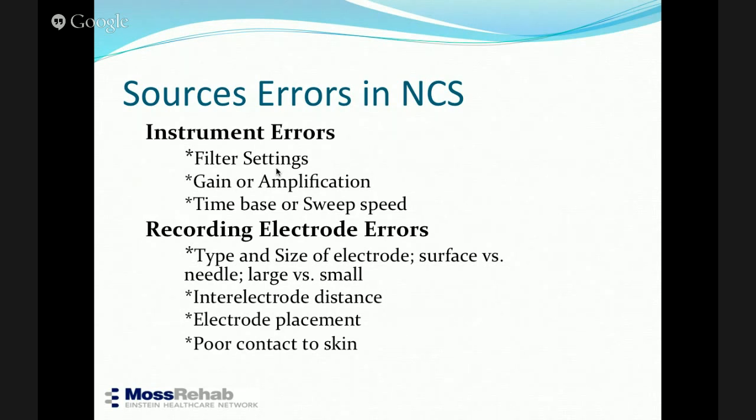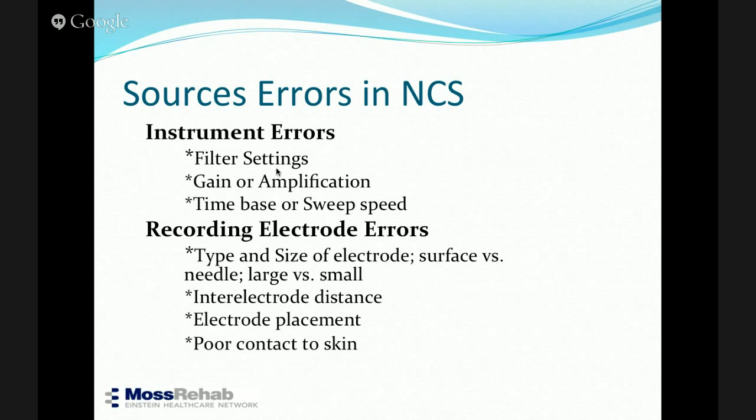Sources of errors in nerve conduction: instrument errors, like filter settings. Somebody didn't put the filters right. Your amplification was not right. So somebody did this study at 100 microvolts gain when they're doing sensory, and the patient had only about 5 microvolt sensory response. You wouldn't even see it. Your time base or sweep speed: the latency is 15 milliseconds, but then your time base is 10 milliseconds. So it's outside of the parameter of where you're recording, and you are not going to be able to see the response. So you will have to be very careful with those.